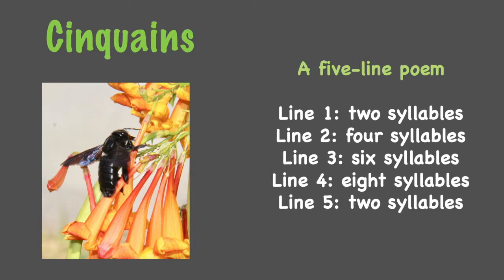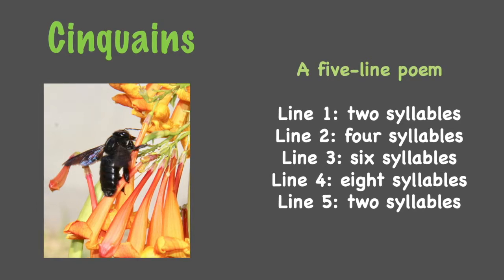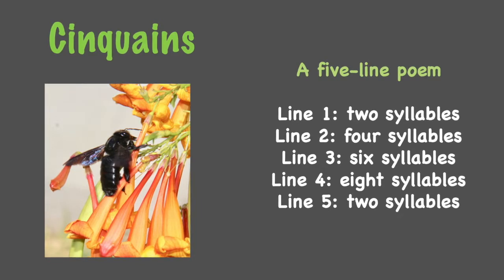Cinquains are 5-line poems consisting of 5 usually unrhymed lines containing 2, 4, 6, 8, and 2 syllables. Cinquains are a good poetry form for beginners because there is no need for rhyme. Brevity of words gives way to enormity of thought in this poetry form.